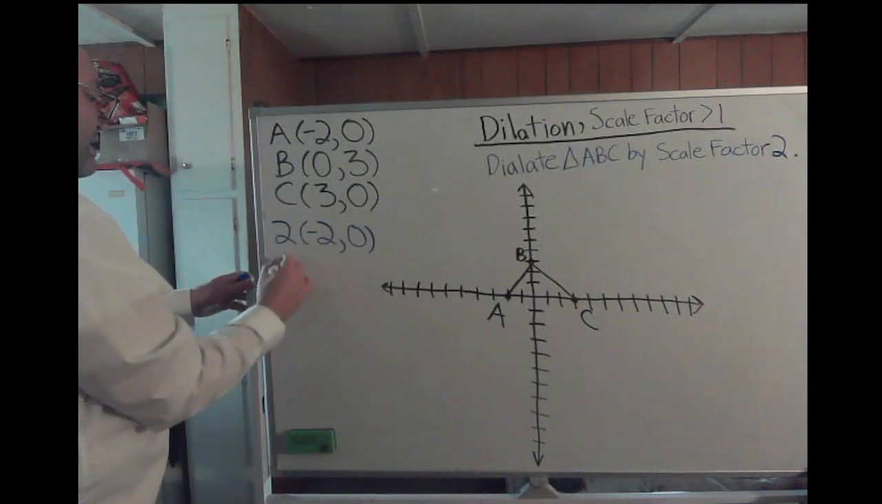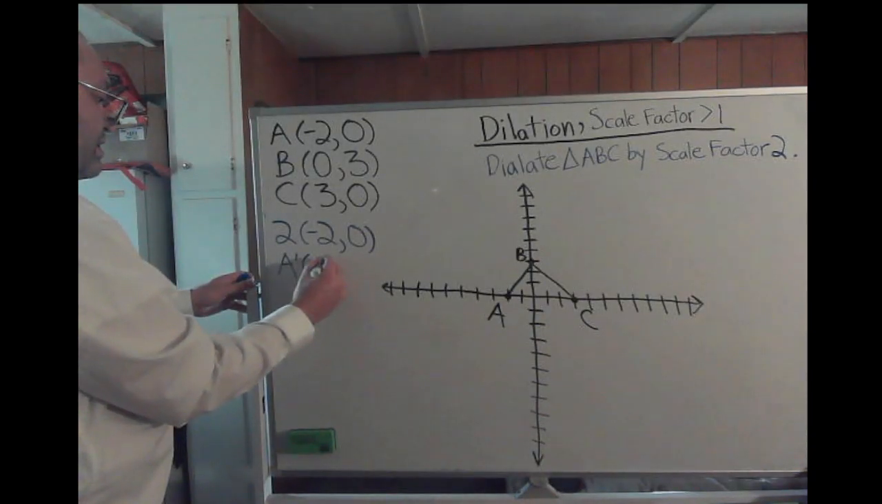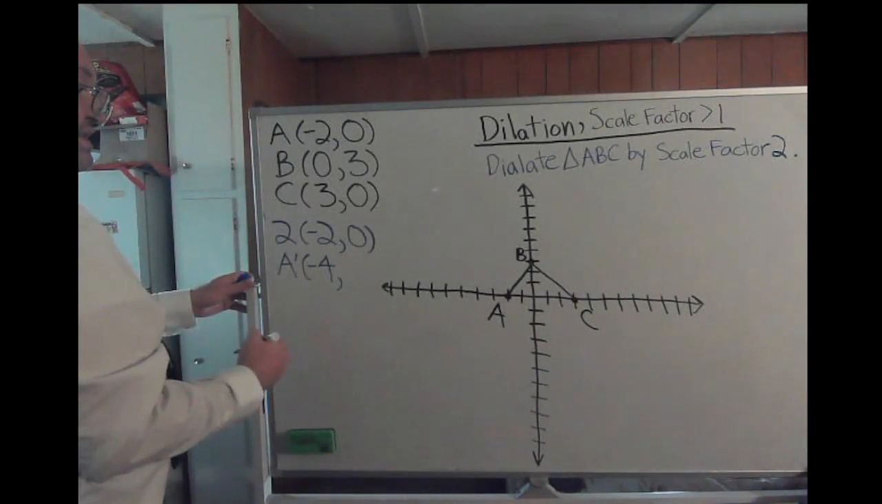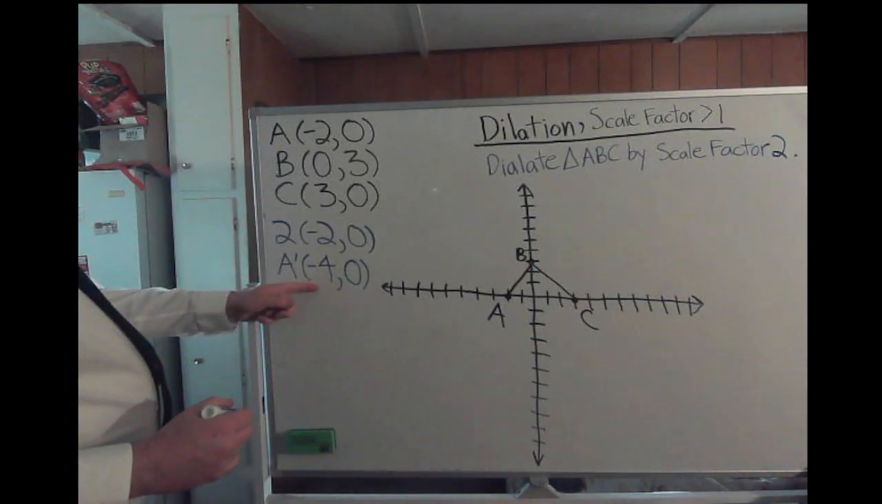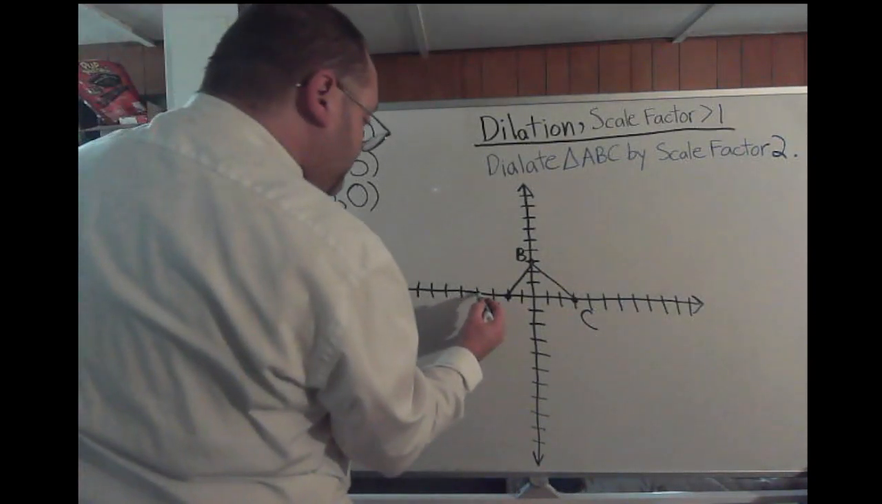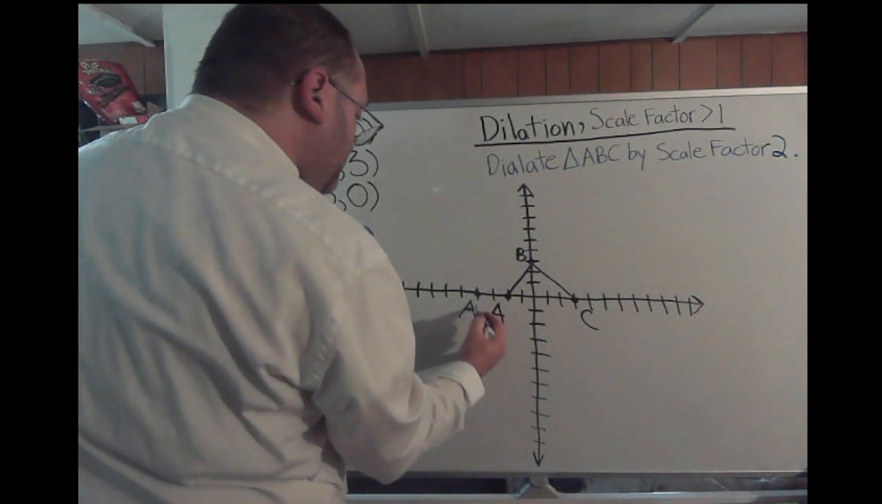Well, A prime is going to be 2 times the x-coordinate of negative 2, that's negative 4. 2 times the y-coordinate of 0, well, that's just 0. So A prime is negative 4, 0, which would be located right there. That would be A prime.